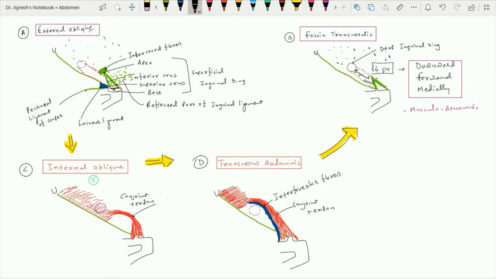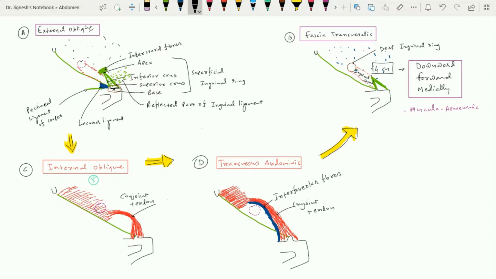And in figure C, we can see that the internal oblique muscle is also going to cover the deep inguinal ring, and that's why this internal oblique muscle is also going to form the anterior wall of the inguinal canal. When we see the transversus abdominis muscle, as it arises from the lateral one-third of the inguinal ligament, it is not going to cover the deep inguinal ring from the anterior side, and that's why the transversus abdominis muscle does not form the anterior wall of the inguinal canal.